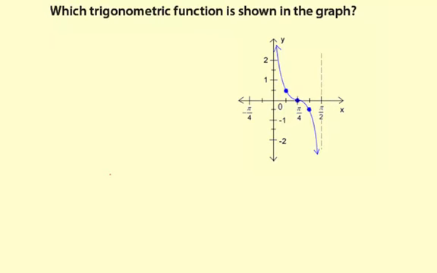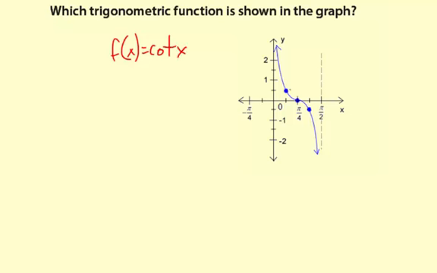Which trigonometric function is shown in the graph? Just based on the general shape, I'm going to go with cotangent function. Notice that the asymptote here is at x equals 0. There's another one at x equals pi over 2. So I'm going to say the parent function is f of x equals a cotangent of x.